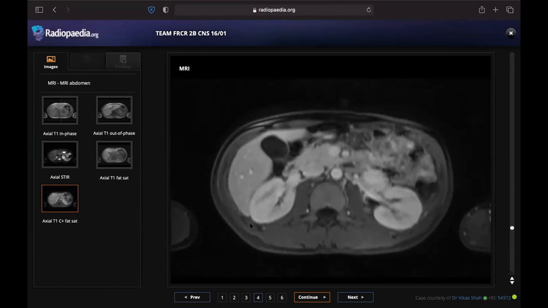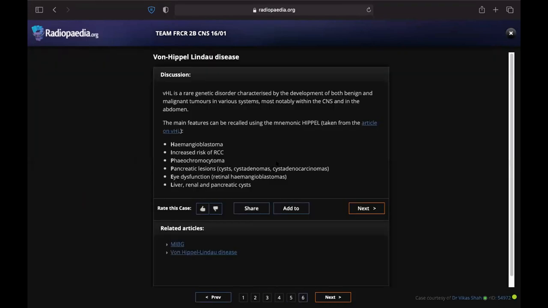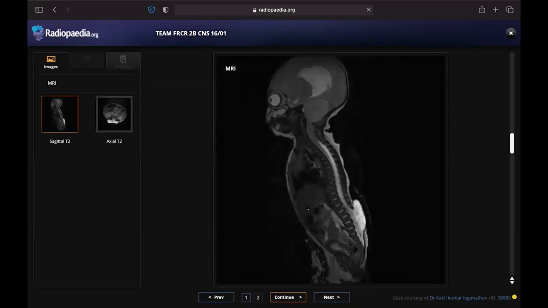So anyways, this was pheochromocytoma. There are lots of things which come with Hippel, and I like this Radiopaedia mnemonic for Hippel: hemangioblastoma, increased risk of RCC, pheochromocytoma, pancreatic and eye dysfunction, and liver, renal, and pancreatic cysts. Because as you remember from Dr. Curtis' session, the candidate scoring six would give the findings. The candidate scoring seven and eight will give the next step. So that is what you did, very well done.